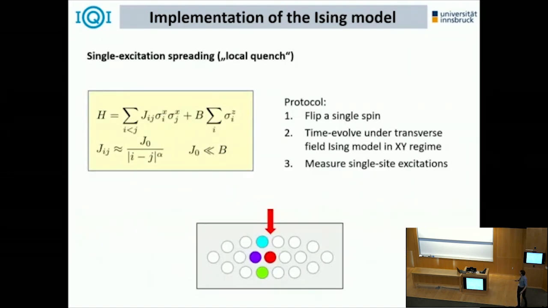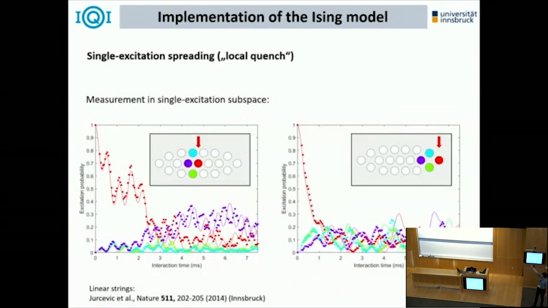We can also do this locally, which means we prepare all ions in the down state, then we flip, for instance, this central ion here, this red one, and then we evolve this system under the XY Hamiltonian, in this case with a strong magnetic field, and then we measure afterwards the single-site excitations. Again, this is very easy to simulate if you restrict yourself to a single excitation. If you look then at the dynamics, this is actually quasi-particle dynamics governed by magnons or spin waves. And as you see here, again, we have a good overlap.